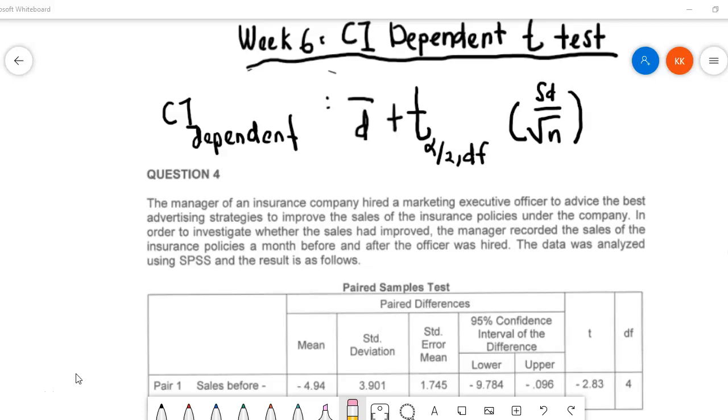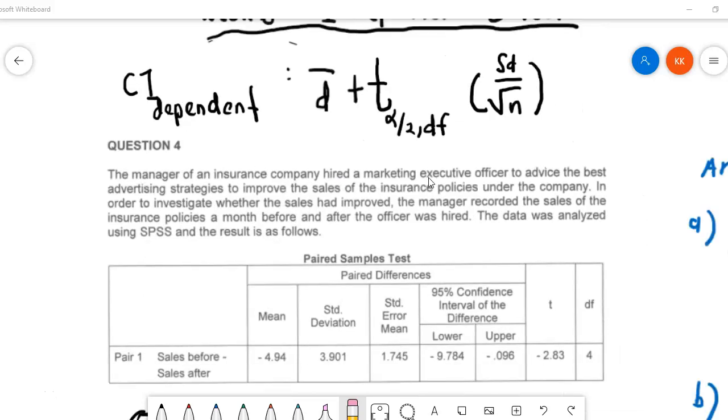In this video, I will show you how to answer questions from confidence interval dependent t-test. First, you must identify the statistical method that should be used for the study. In these questions, the manager hired a marketing executive to improve sales. The sales then was compared between a month's sale before the officer hired and the sale after. It means that this study used the same officer to see the difference of sale, whether the sale improved or not.